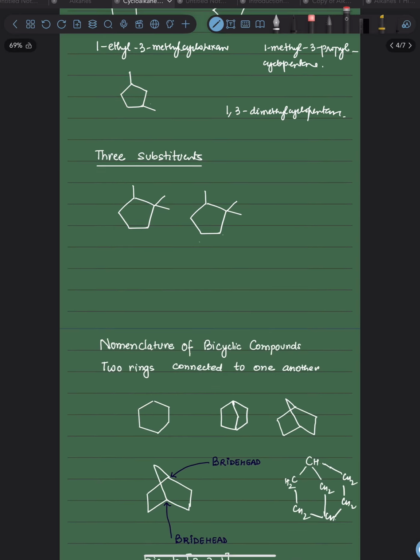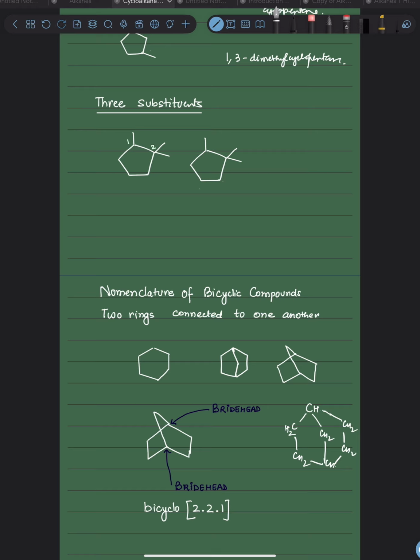Now, when you have 3 substituents, how can I number it? The various possibilities: 1, 2, 3, 4, 5, right? So it would become 1, and then at second you have 2 methyls. 2, 2 trimethyl cyclopentane. You see, this is one of the ways you can number it and give it the name.